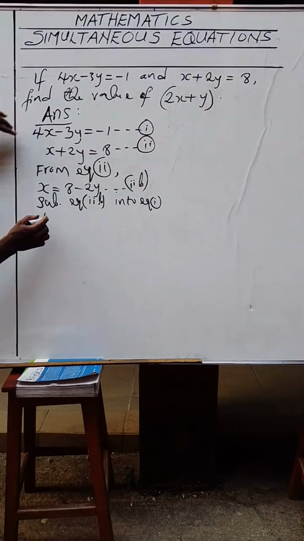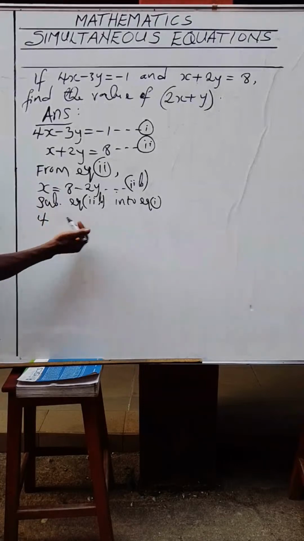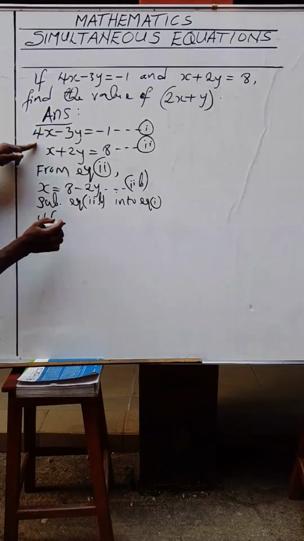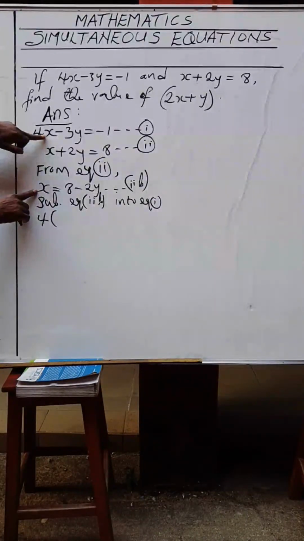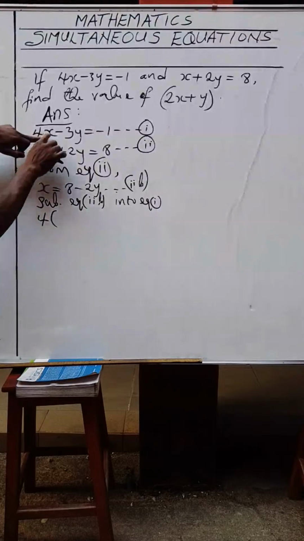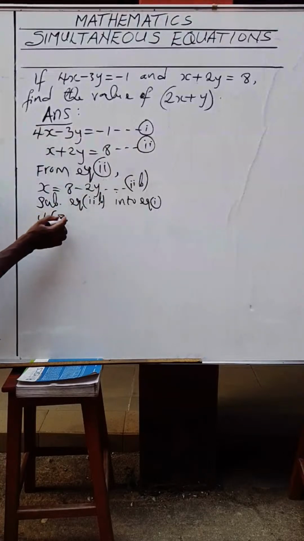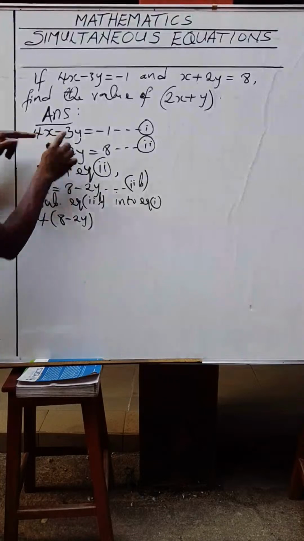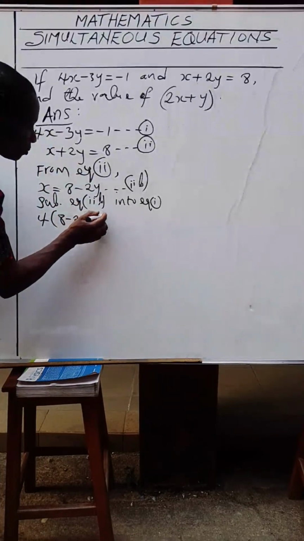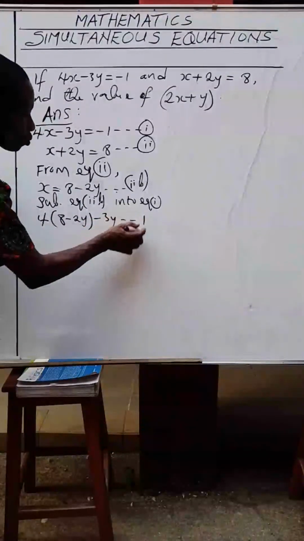So we have 4x minus 3y. Oh, no, there's no need. Don't waste our time. Just open brackets. In place of this x in equation 1, put 8 minus 2y. So we write 4 times the bracket 8 minus 2y, then minus 3y equals minus 1.